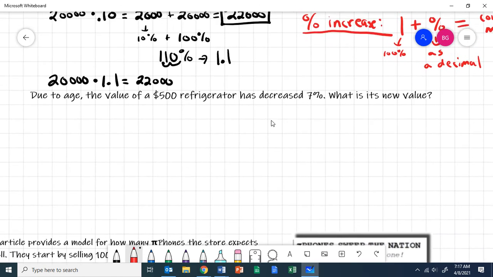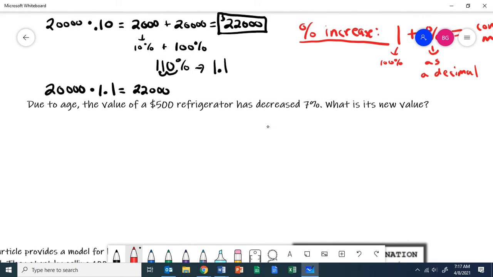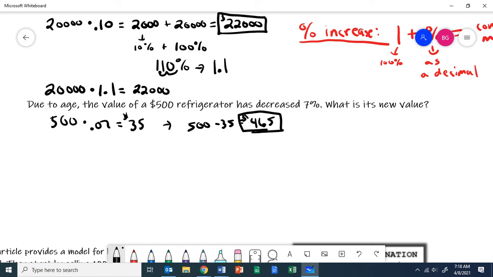All right. Now I want you to try the second one here. Due to age, the value of a $500 refrigerator has decreased 7%. What is its new value? Okay, so now that you've tried this one, let's go through this one. The same thing applies here. A lot of people will figure out what is 7% of 500. I think what a lot of people would do is 500 times 0.07, which is $35. Now, that's how much we lost. That's how much it decreased by. So then you have to do 500 minus 35 equals $465. So that is the price of the refrigerator.